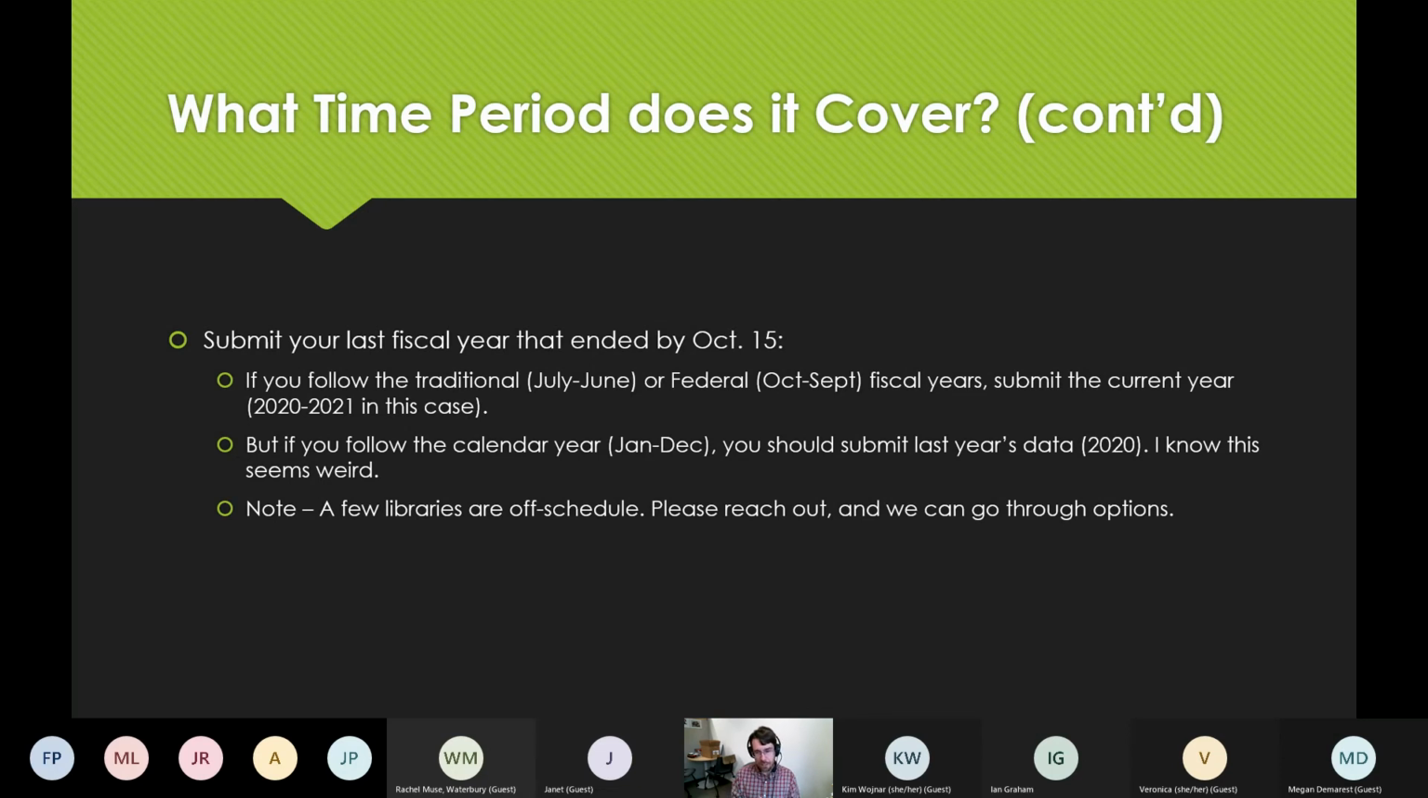There are a few libraries who are off schedule, and I've talked to them before. But in general, if you do the calendar January to December year, you're always submitting last year's data. I know that's sort of confusing, but it just works out that way because of the way that this works and the way that we've scheduled the report.